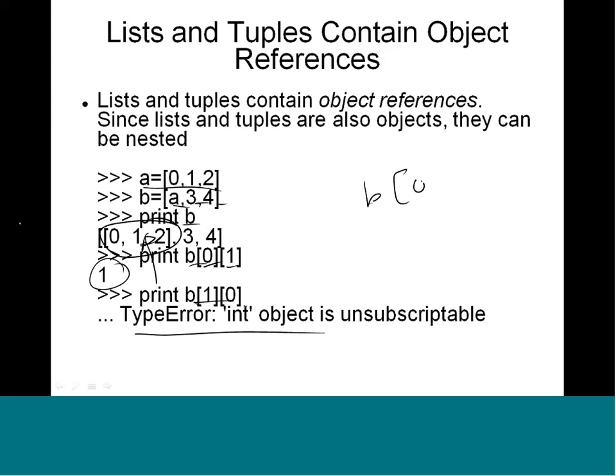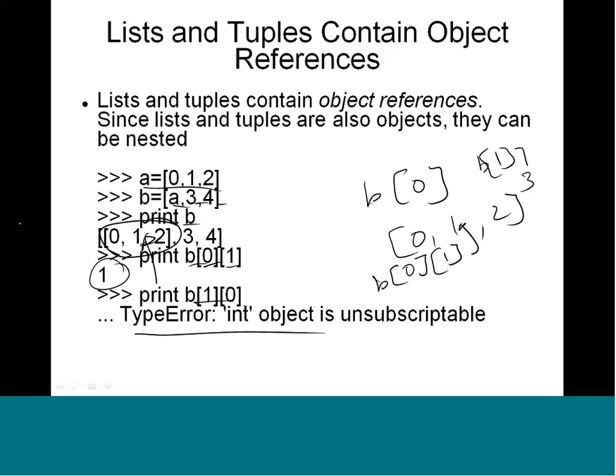So the 0, 1 is this object. So b[0], if you just print b[0], that is 0, 1, 2, and b[1] is 3. So b[0][1] is actually this object, which is 1, whereas b[0][0] is just 0.